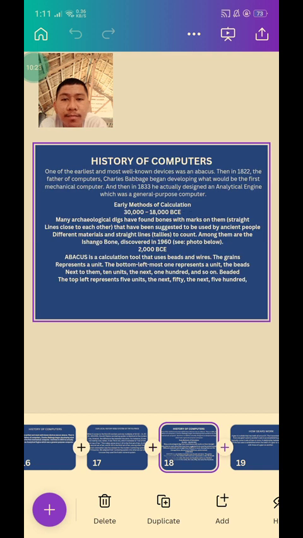Next. History of a computer. One of the earliest, ito daw po, sabi nga kanina, ito daw po ang history ng computer. Siya po ang gumawa ng computer nung 1822. The father of computer, Charles Babbage, siya daw po yun.